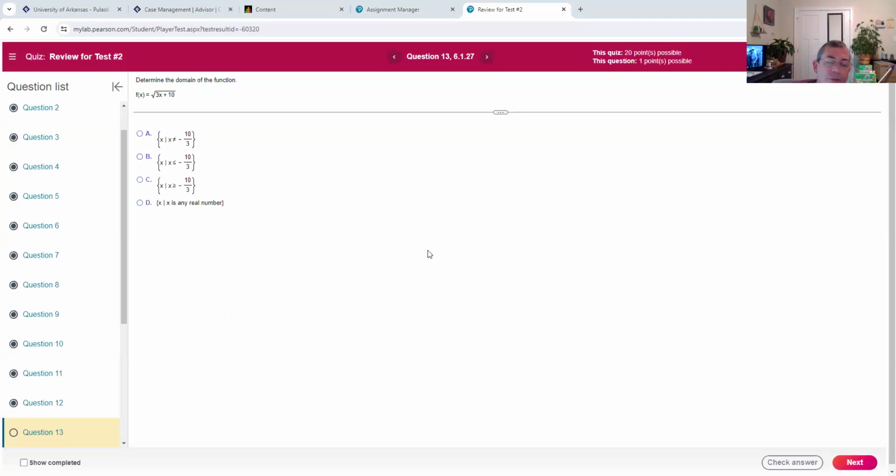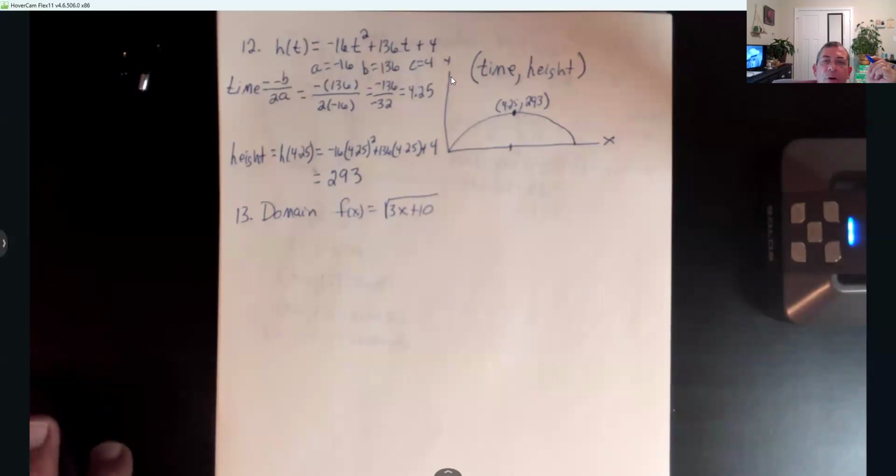All right, y'all. So looks like we're going to do one more and then we'll be able to do our break here. So I want the domain of f of x equals a square root of 3x plus 10. All right. So with radicals. Oh, let me go back and see what C is.